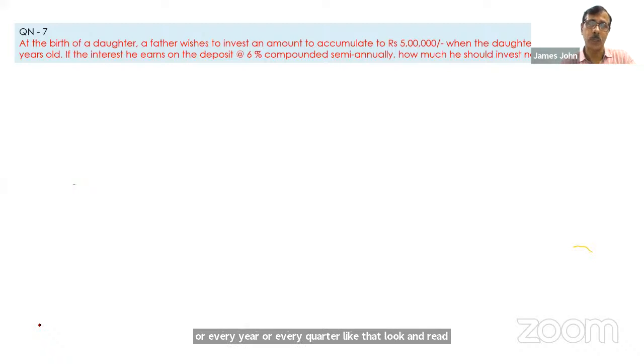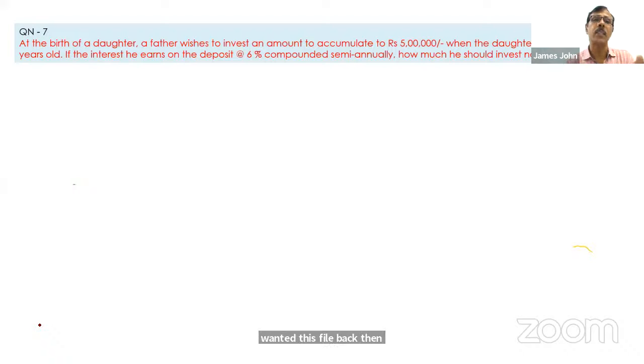At the birth of a daughter, a father wishes to invest an amount to accumulate rupees 5 lakh when the daughter is 18 years old. That means when he wants this 5 lakh, when the child is 18 years old, isn't it? That means after 18 years. So the time, or N, is 18 years. And the interest is 6%.